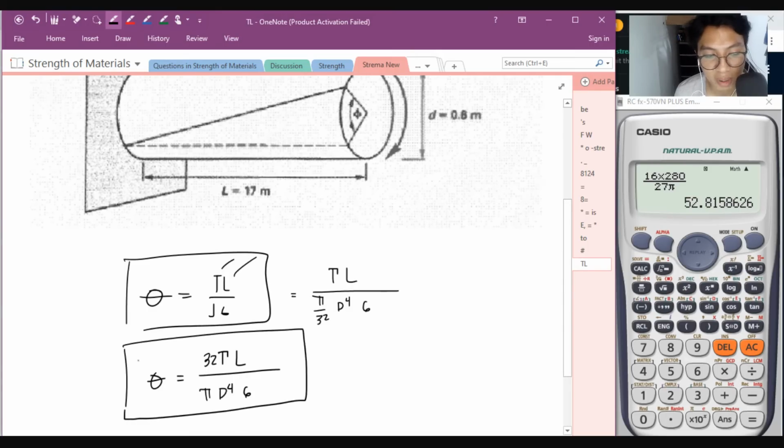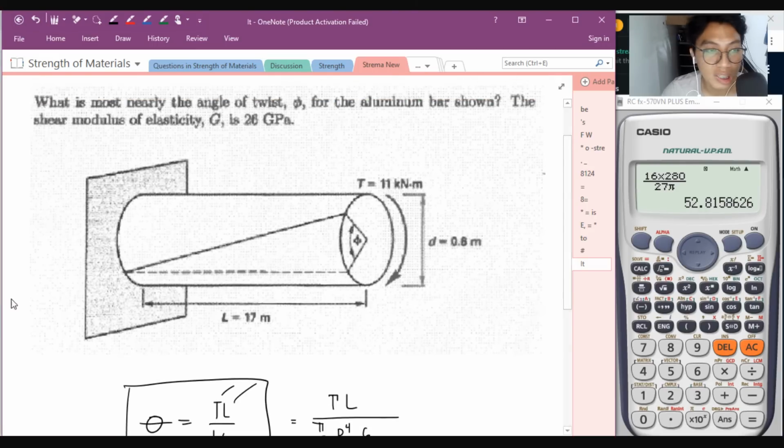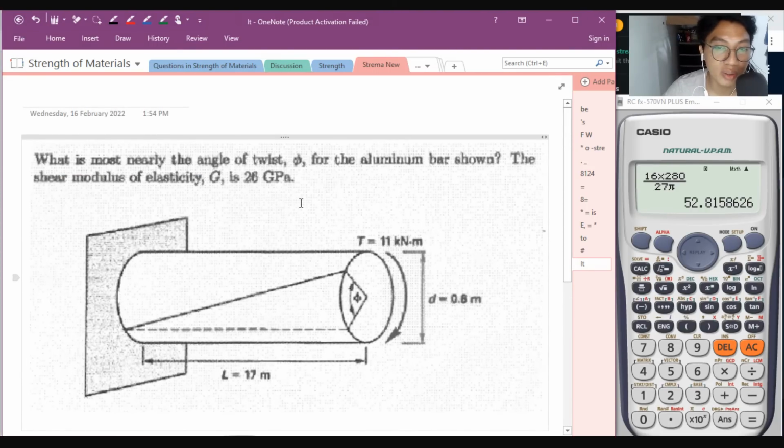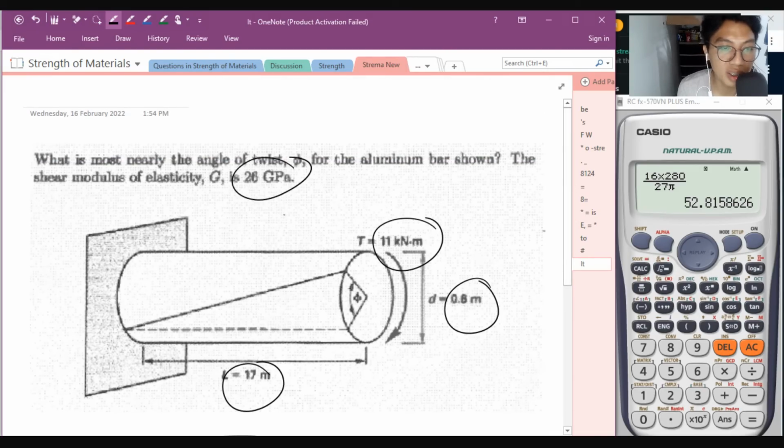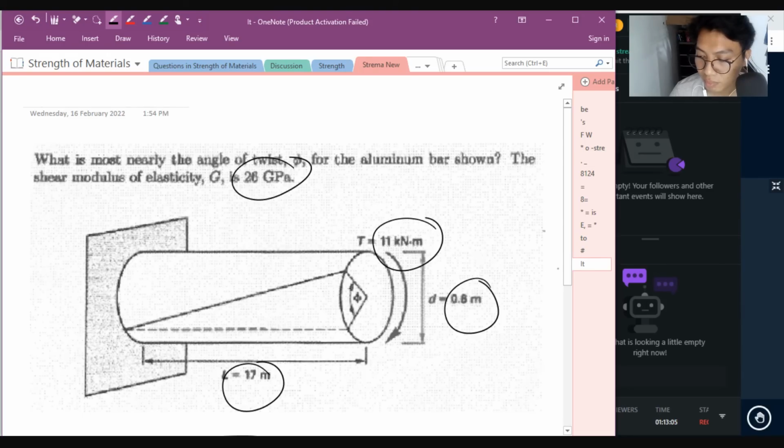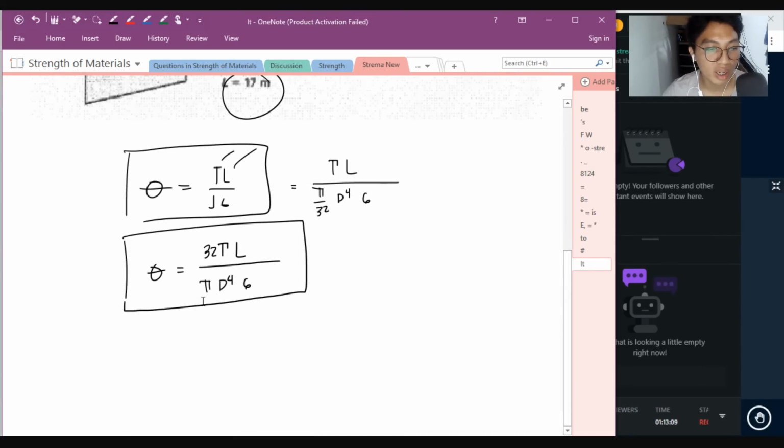Ayan ang ginagawa ko pag nagbo-board exam ako. Kaya hinahanap natin, given dito yung length of the bar, the diameter of the bar, the torque given na, very basic, and rigidity is 26 GPa. Very basic. Mas advanced pa yung mga sinolve ko previously.